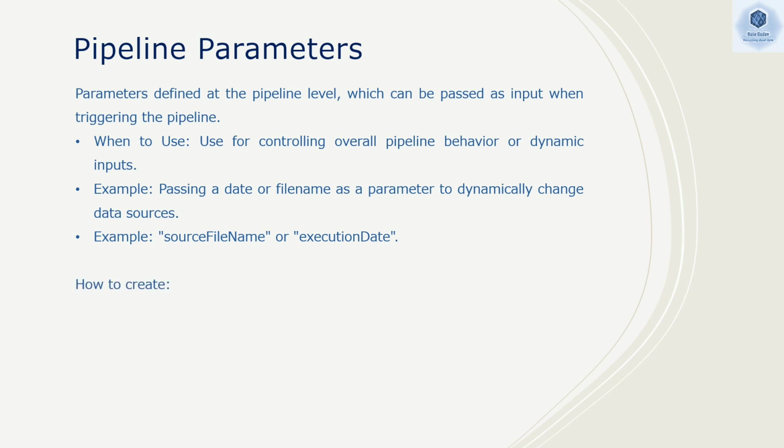So how do you create a pipeline parameter? You can navigate to the pipeline, and under the Parameters tab you can click on creating a new parameter and select the desired data type.